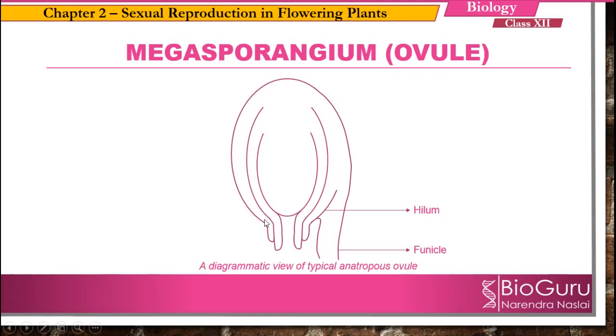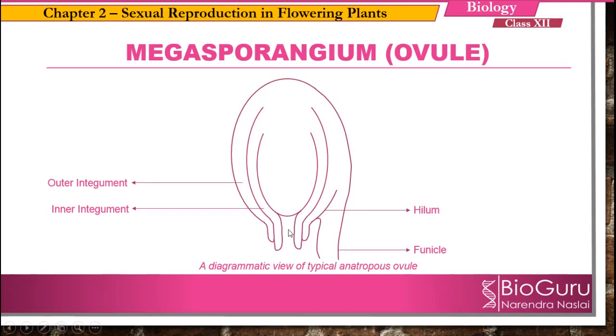Now the whole ovule has two covers. There are two coverings, right? Here, this one is the outer integument. Those coverings are called integuments. So the outer one is the outer integument, and there is one more integument, which is called the inner integument. Clear?